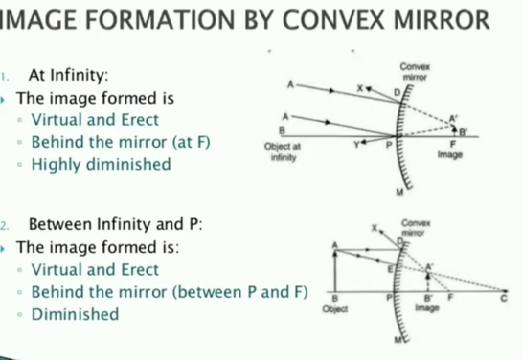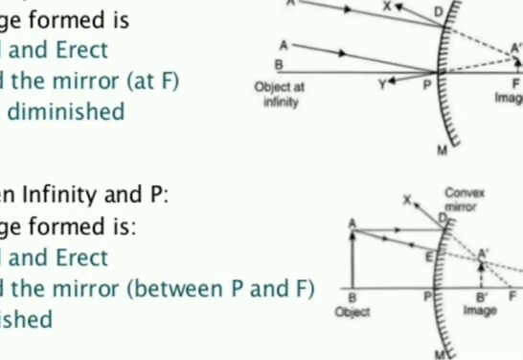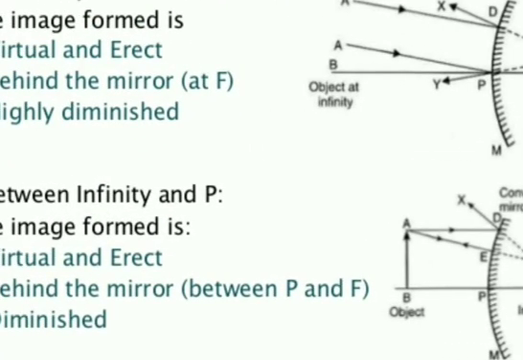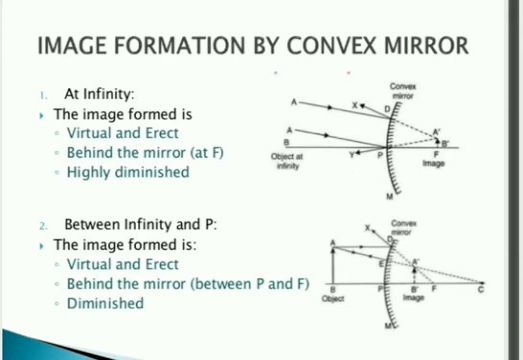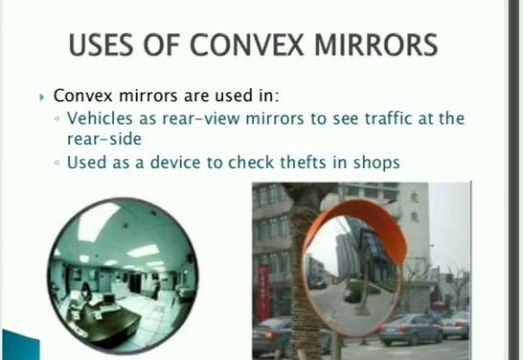The next, between infinity and P. If you keep the object anywhere between infinity and P, then you are going to get virtual and erect image. It is a little bit diminished but not highly diminished, and the nature will be virtual and erect. Then uses of convex mirror. Convex mirror has only two uses.